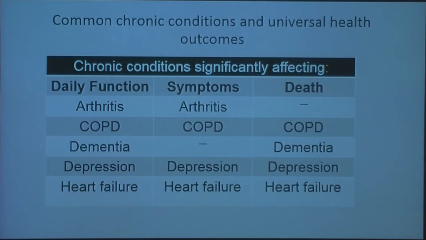And very simply on this slide, all five diseases affect daily function. If you look at symptoms, all of the diseases except dementia worsen people's symptoms, not surprisingly. And if you look at mortality or death, all the diseases except arthritis. So again, these are the findings you would expect, suggesting that we really do have universal outcomes that can be used to measure the effect of all interventions on this population, because these are the outcomes that people care about and we can measure them.